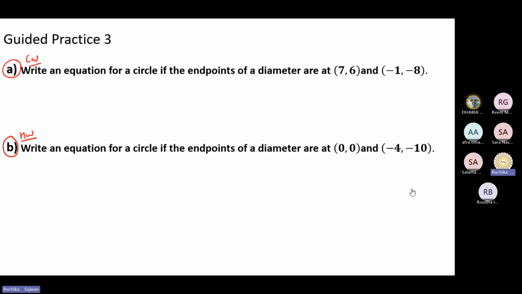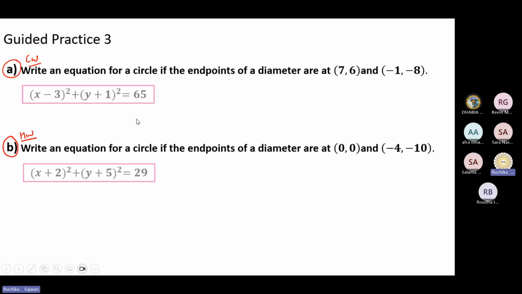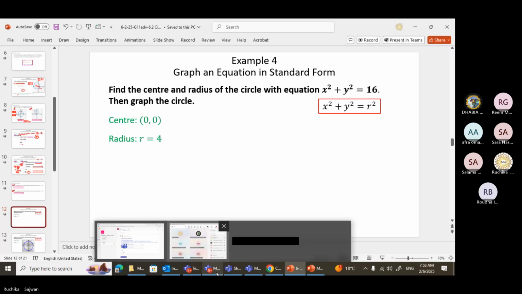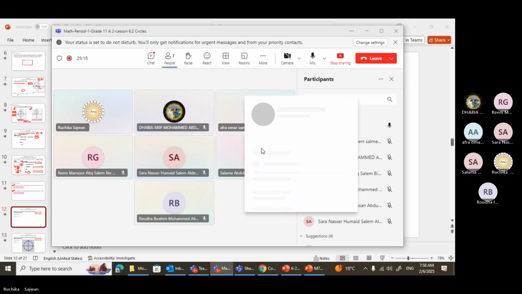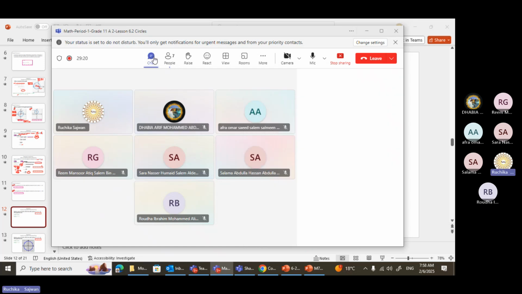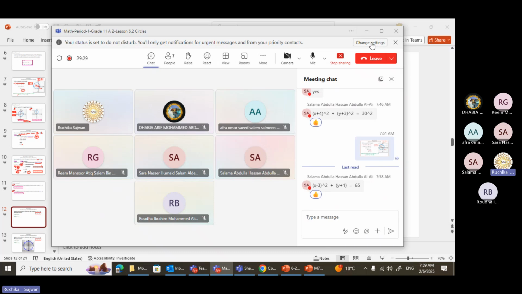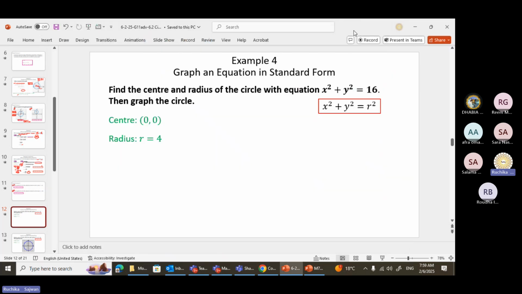Okay, so let's continue now. I hope you have solved the first question, A part. So these are your correct answers. You can check. And now we'll proceed with example 4. Everybody can see, right? So in the chat, let's see. Very good. Salama has put the correct answer. Others also, please try. Let's continue with example 4 now.